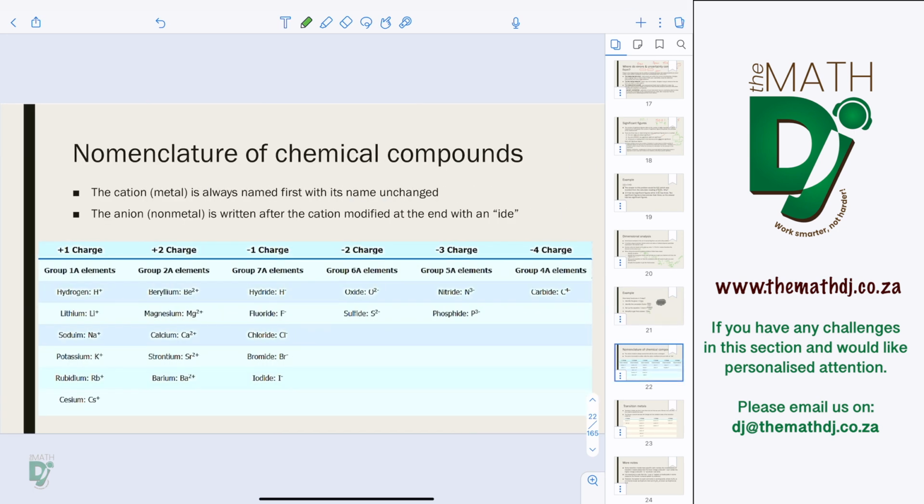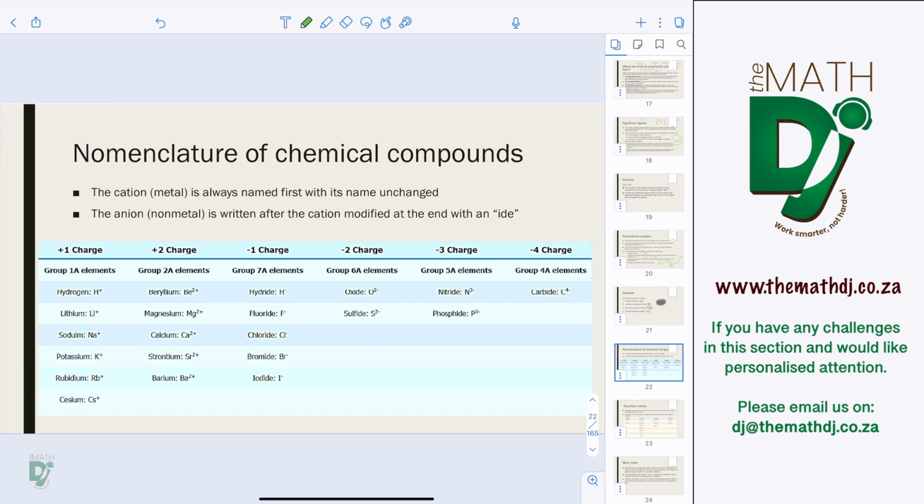Nomenclature of compounds. The cation, or "caution" depending on the school you went to, is always named first with the name unchanged. The anion, or some say "anion", the non-metal, is written after the cation, with the ending modified to -ide.